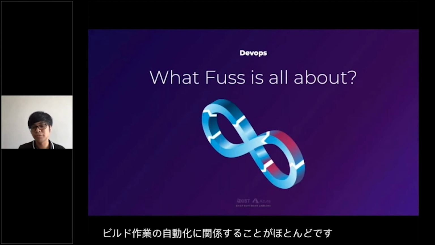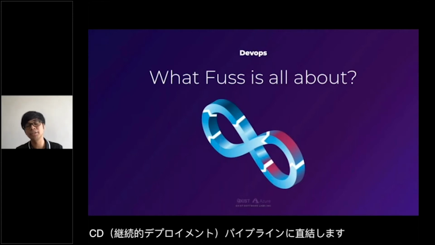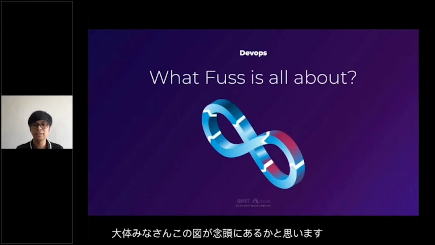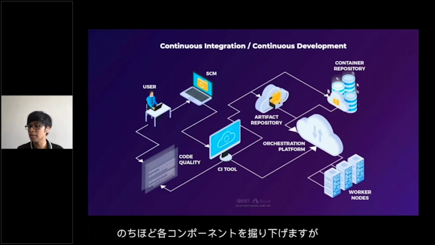So speaking of DevOps, most of the time it's correlated to your build automation. Build automation is directly correlated to your CI/CD pipeline, or your continuous integration and continuous deployment pipeline. Most of you would basically have this diagram in mind, which shows some of the components that are necessary for your organization to achieve a minimum continuous integration and continuous deployment pipeline for your projects. Later on, we can discuss each individual component further. But first, let's look at it on a much bigger scale.